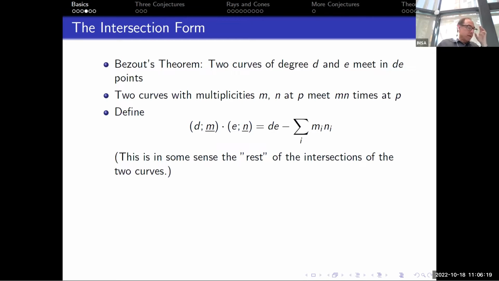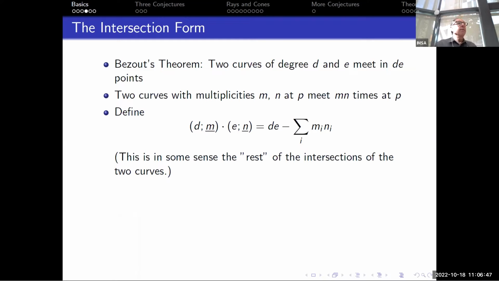Now, there's an intersection form, of course, that's running around here. It's basically the intersection form on the blow-up, but even without blowing up, you can understand the form by using Bezout's theorem. If you have two curves of degree D and E, they should meet in the product of the degrees number of points, right? A curve of degree 5 and a curve of degree 8 should meet in 40 points, 5 times 8.